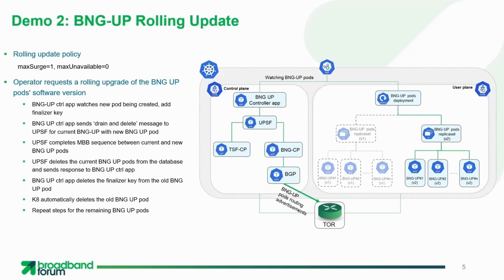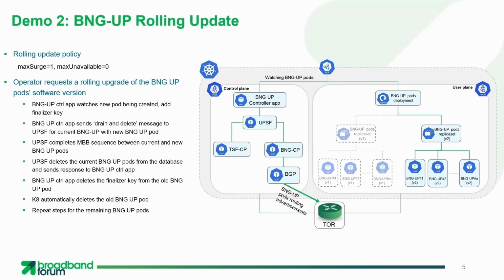In this demonstration, we consider a scenario when an operator would like to upgrade BNG user plane software. The process of manually updating the containerized application can be time-consuming and tedious. Therefore, we leverage the Kubernetes deployment controller, which performs an automated rolling update process without operator intervention.